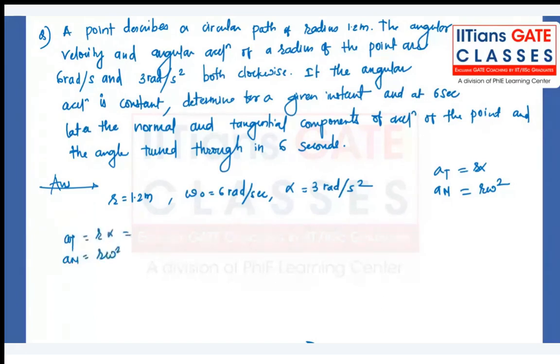Fast, it's not that difficult. R is 1.2, alpha is 3, so it's 3.6 meters per second square. AN is 1.2 into 6 square, it is 43.2 meter per second square, right? But what about now after 6 seconds? Can you tell me now the acceleration AT and AN after 6 seconds?